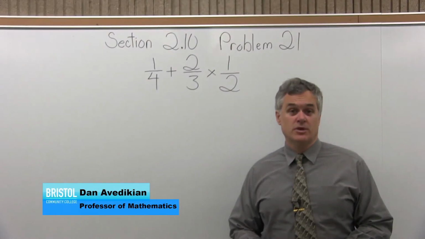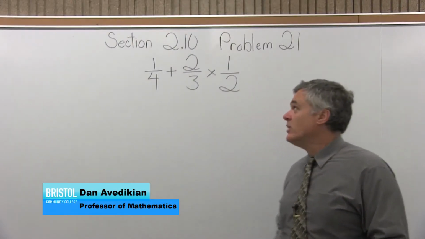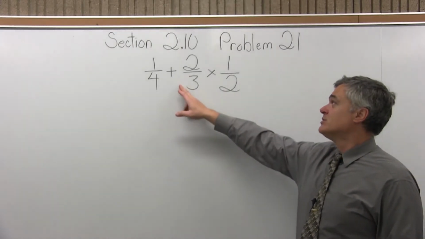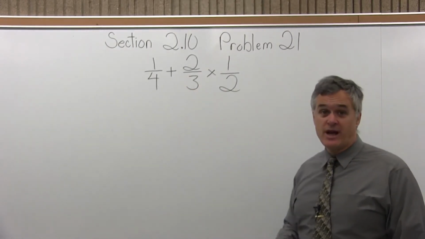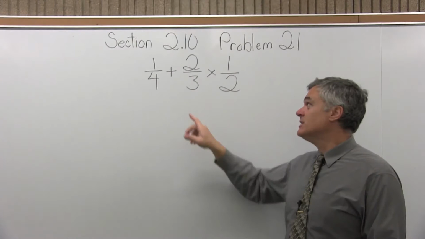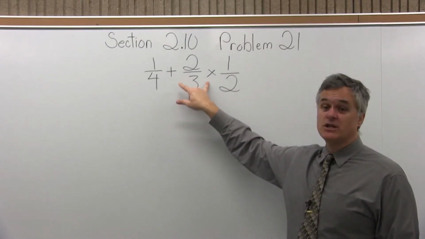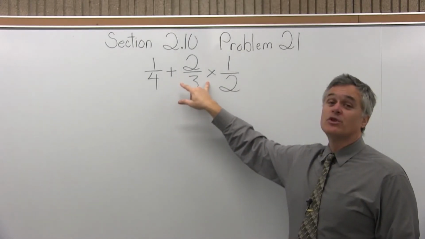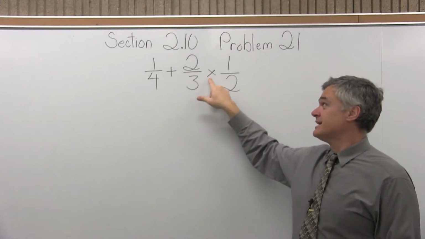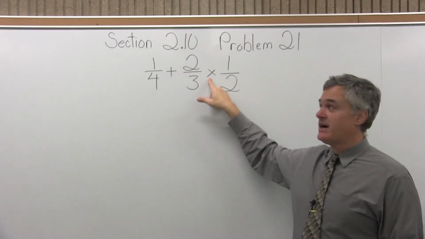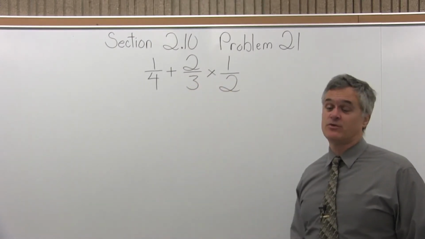This is Section 2.10, Problem 21. We have 1/4 plus 2/3 times 1/2. So there are two operations that have to be done, an addition and the multiplication. And it's very important that you do the correct operation first, and it has to be multiplication. You have to do multiplication before addition.